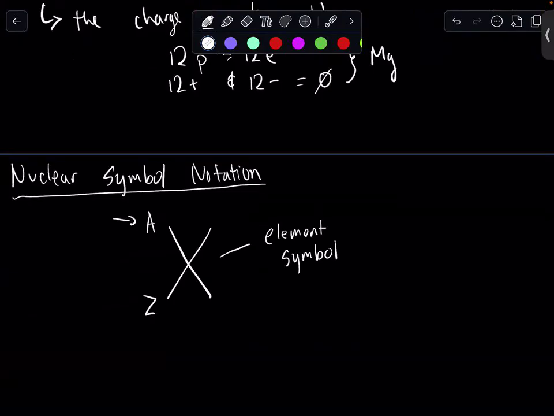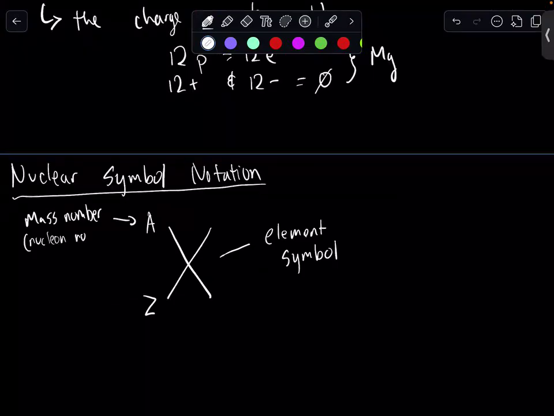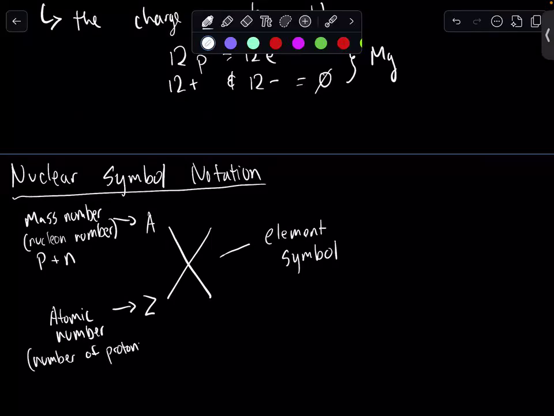A is going to be our mass number. Another word for the mass number is nucleon number, which tells you a little bit about what mass number is. If it's nucleon number, it's the number of protons plus neutrons. In other words, it's the number of nucleons. Z is our atomic number. In other words, it is the number of protons. Now, the atomic number is very important because the number of protons identifies the element.